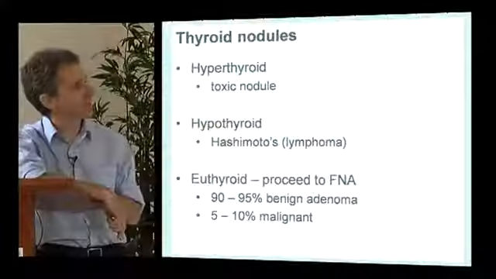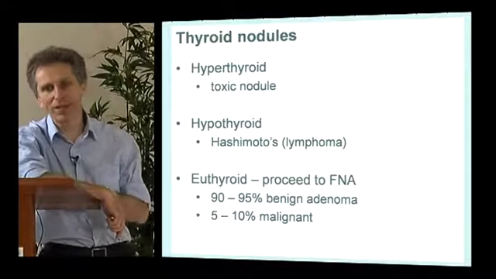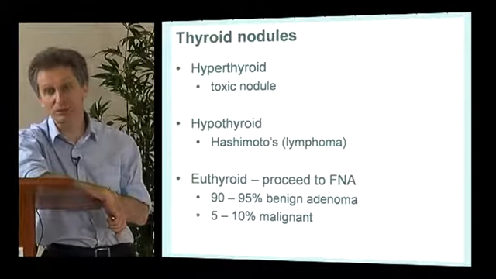Let's think a little bit about thyroid nodules. So if somebody does have a nodule, as this individual does in the neck, again, we want to know the endocrine status. And if the endocrine status is abnormal, focus on the endocrine status and don't worry too much about the nodule. So if it's hyperthyroid, we're going to treat a toxic nodule. If the patient is hypothyroid, it's probably Hashimoto's disease and we can give thyroid hormone replacement.